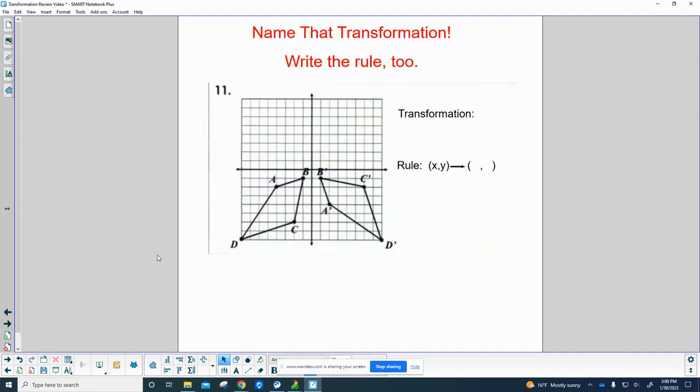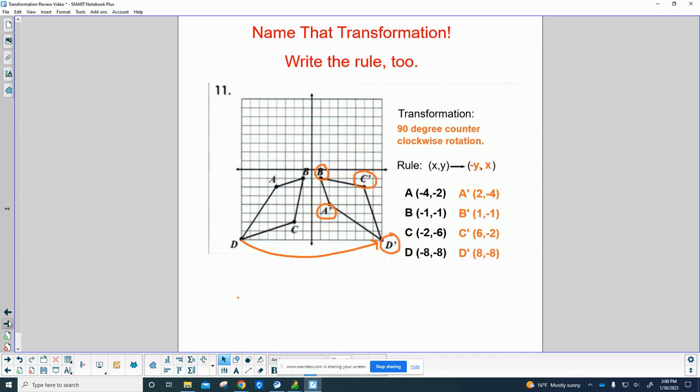Okay, here on number 11 we have a transformation, and we want to name the transformation and write the rule. This is a 90-degree counterclockwise rotation, and the rule for that type of rotation is x, y becomes negative y, x. And here's what the new coordinates look like after that rotation.